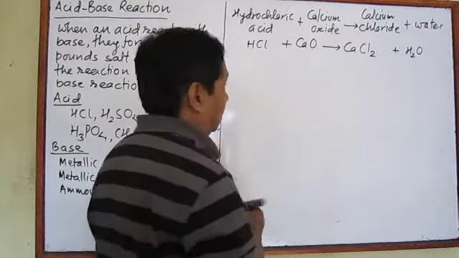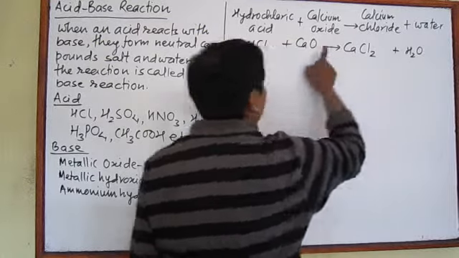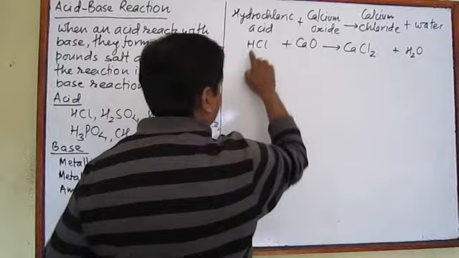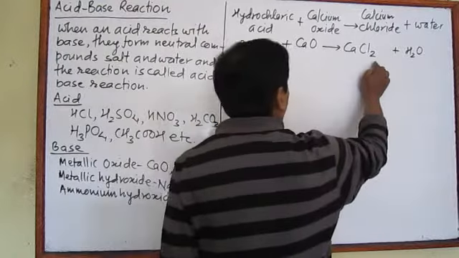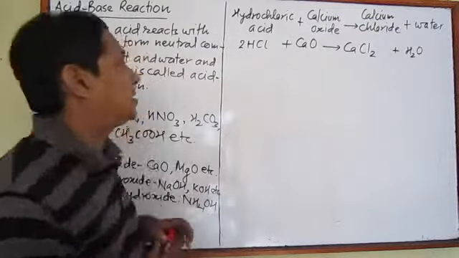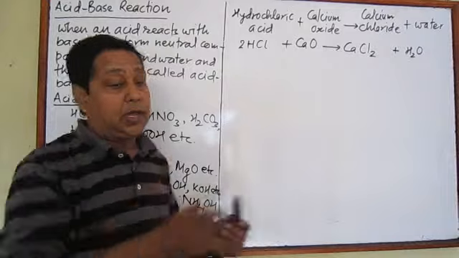Now I can balance this equation looking at this oxygen. First, oxygen 1 seems to be balanced. Hydrogen 2, hydrogen here only 1, that's why I can put here 2, and chlorine 2, okay. Now calcium and calcium 1, okay. This is now balanced chemical equation. Now let's take another acid.